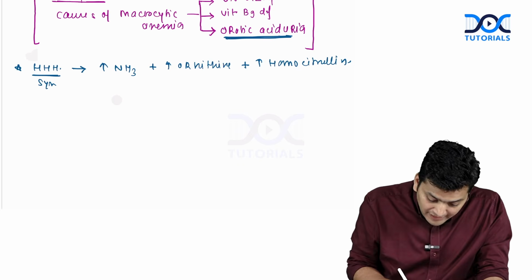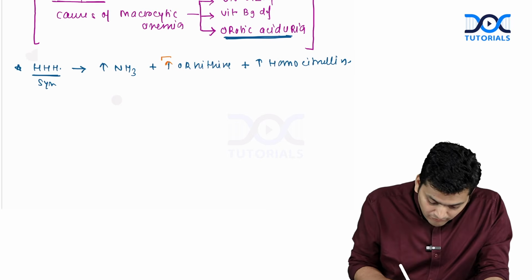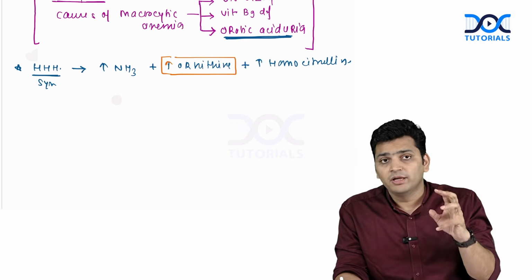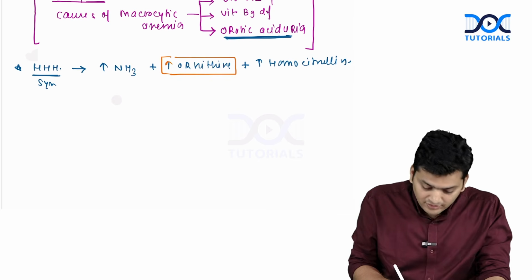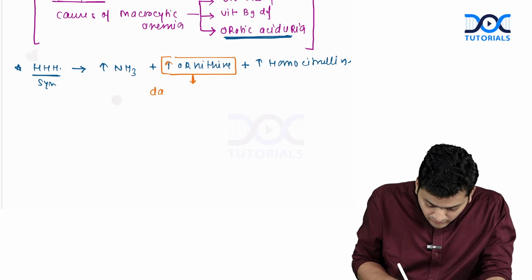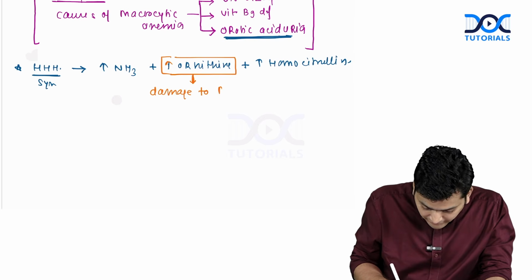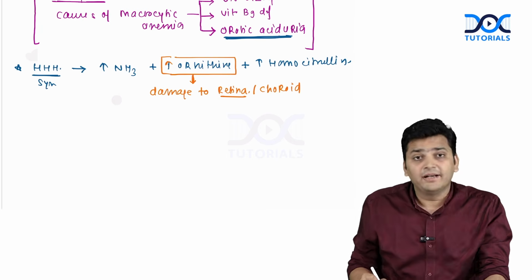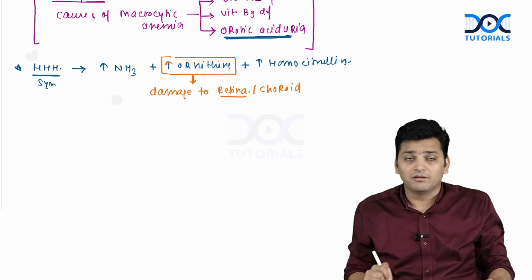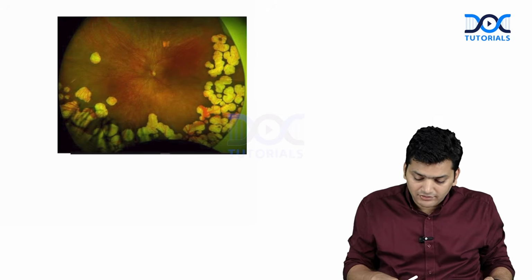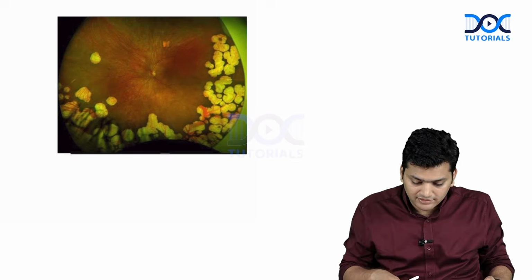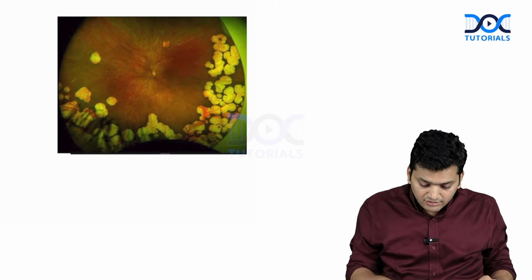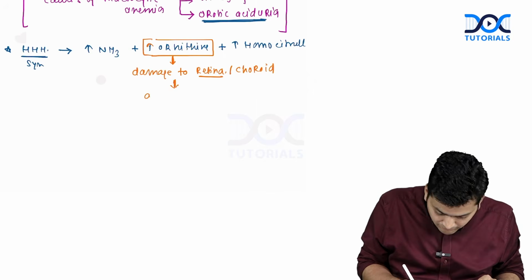One more hint that can be there is, if the ornithine is more, you know that the ornithine, sometimes if it is much more, is very toxic to the retina. Increased amount of ornithine can lead to damage to the retina and choroid. And this damage is going to occur in a very peculiar manner. It looks like this. This is called the gyrate atrophy. So gyrate atrophy is related to increased amount of ornithine.